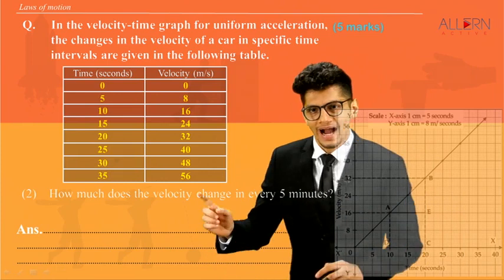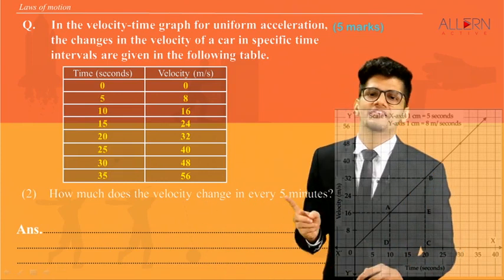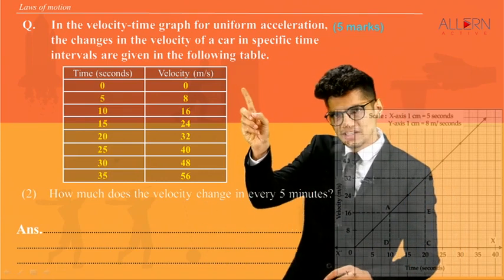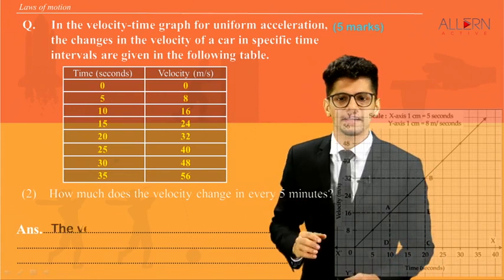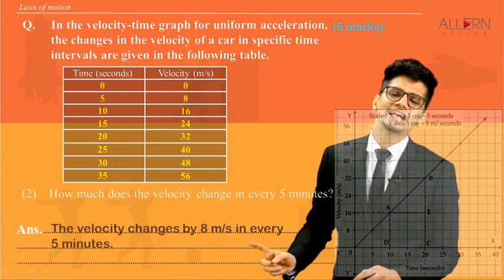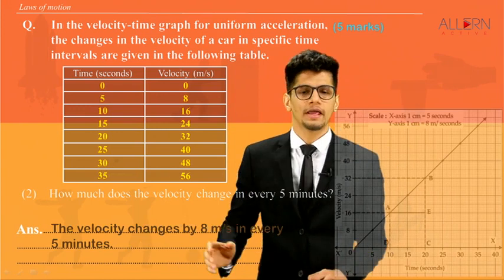Next question. How much does the velocity change in every 5 minutes? We know that the velocity is changing by 8 meters per second, right? So the velocity changes by 8 meters per second in every 5 minutes.